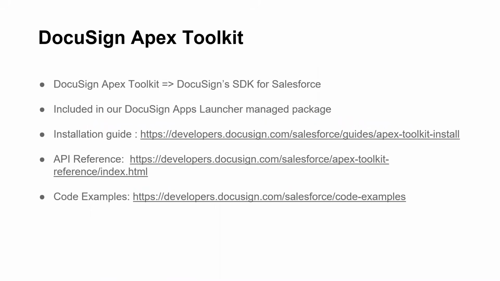Now let's start talking about DocuSign Apex Toolkit. Most of the DocuSign workflows and processes can be accomplished with our managed package and out-of-the-box solutions. However, customers have complex business processes that are built using a combination of Apex, Salesforce Lightning components, Salesforce Lightning Web Components, Visualforce pages, and all the fancy customizations that you can do in Salesforce.